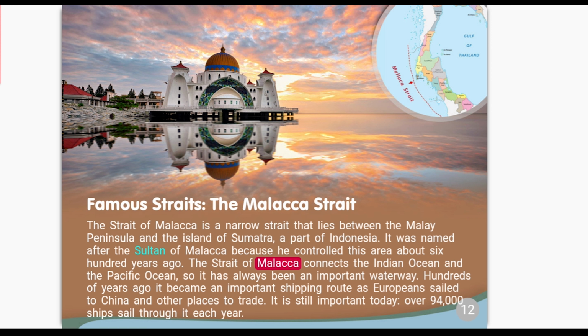The Strait of Malacca connects the Indian Ocean and the Pacific Ocean, so it has always been an important waterway. Hundreds of years ago, it became an important shipping route as Europeans sailed to China and other places to trade. It is still important today. Over 94,000 ships sail through it each year.